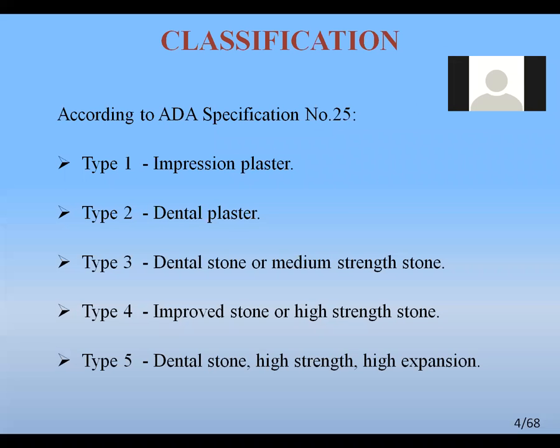Again, the classification: type 1 is impression plaster. Type 2 is dental plaster. Type 3 is dental stone with medium strength. Type 4 is improved stone, also known as die stone, with high strength and low expansion. Whereas type 5 is dental stone with high strength and high expansion.